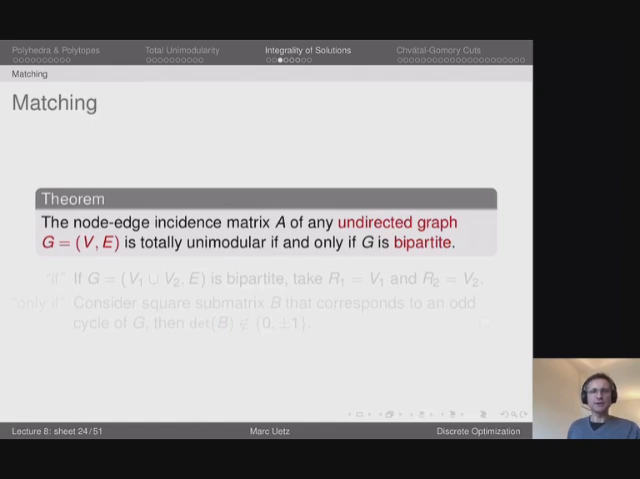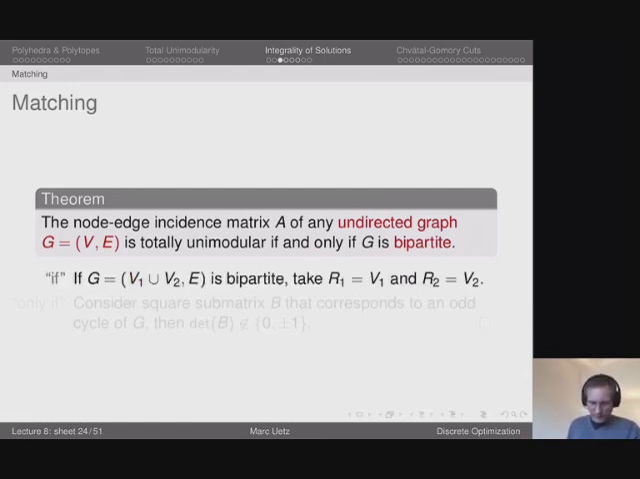What about matching, the matching problem? So here's the next theorem. The node edge incidence matrix of an undirected graph G is totally unimodular if and only if the graph is bipartite. This is maybe not so much of a surprise either. And let's briefly see why this is true.